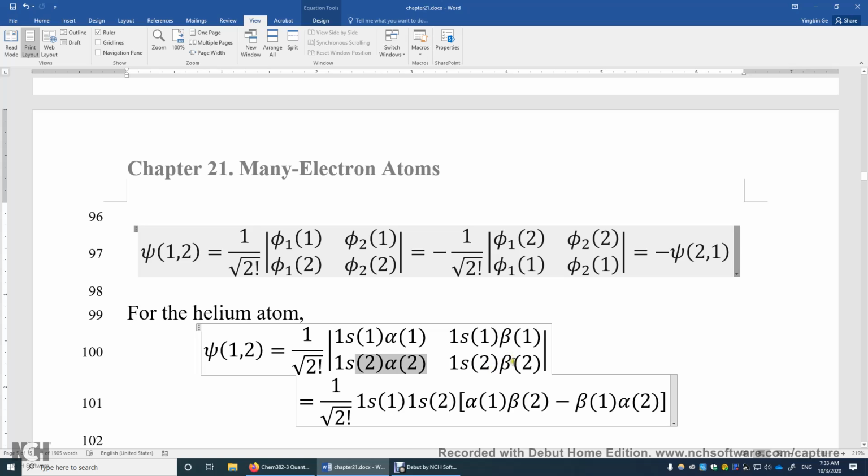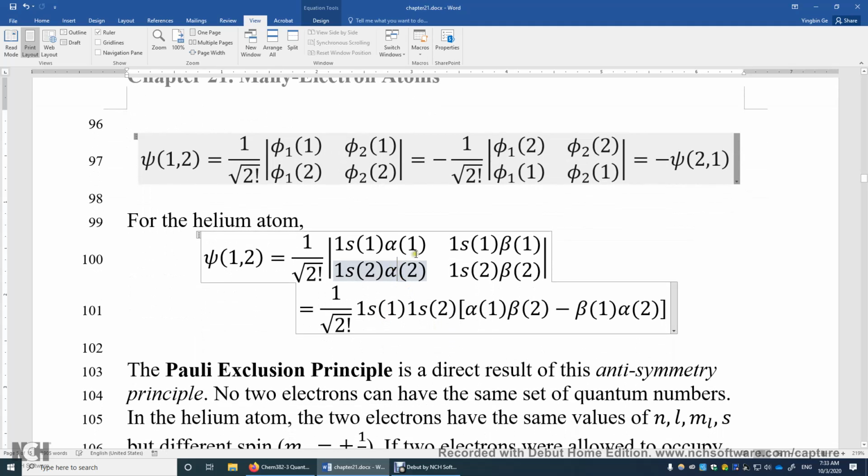Alright, so it sounds a little strange. Why are electron 1 and electron 2 both in the alpha and beta orbital? Remember this, electrons are indistinguishable. All you know is this, two electrons occupy the 1s orbital. One is alpha, one is beta. I don't know which is which. So you can use this wave function.